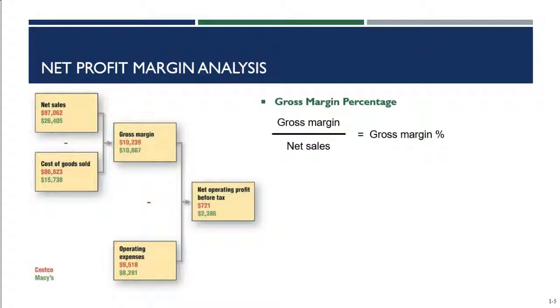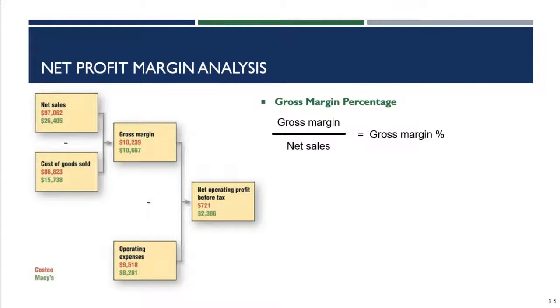All right, the first one is gross margin percentage. We take our gross margin over our net sales to get that number. If we are looking at Costco and Macy's, let's calculate how we do this. Our gross margin is our net sales minus our cost of goods sold, over our net sales. And remember, we're looking at net sales. We are not looking at total revenue at this point.